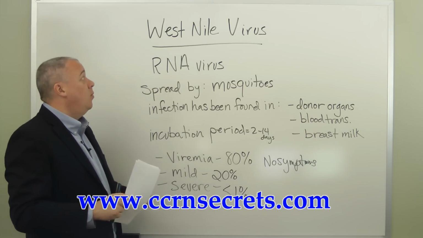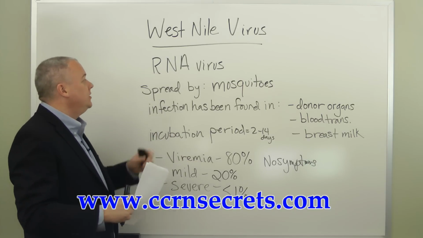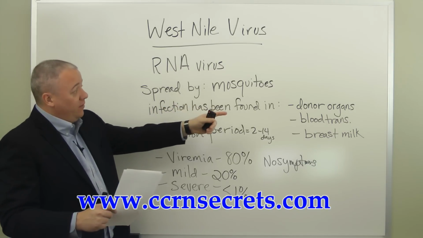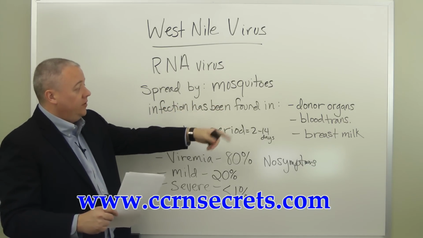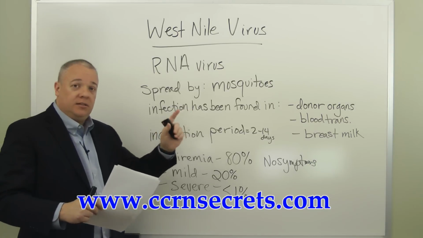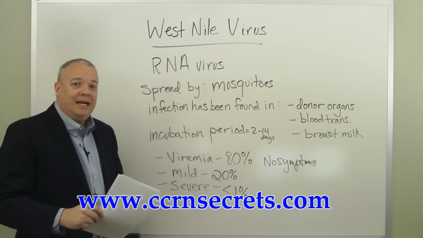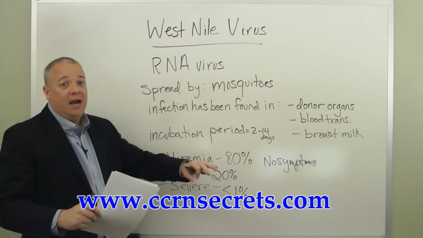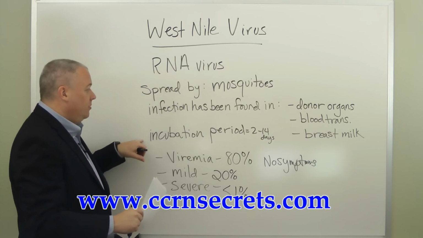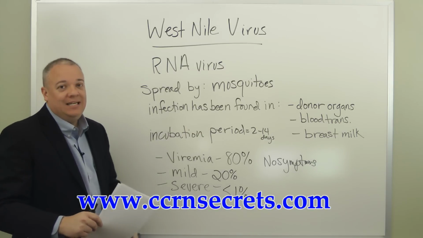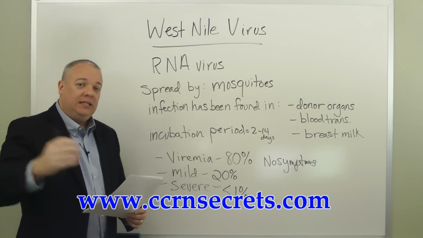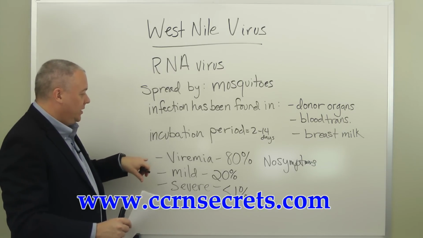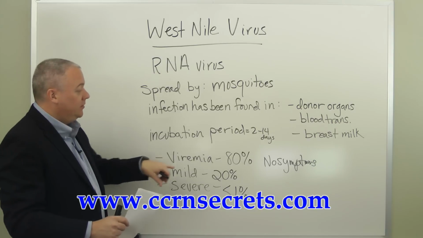So once again, in thinking about West Nile virus today, it's an RNA virus spread by infected mosquitoes. The infection has been found in donor organs, blood transfusions, and breast milk, although since 2003, our blood supply has been monitored for this, and therefore that has kept the amount spread that way very low. The incubation period on it is from 2 to 14 days. Those most at risk are the elderly and the very young. Most people who are exposed are at the viremia level.